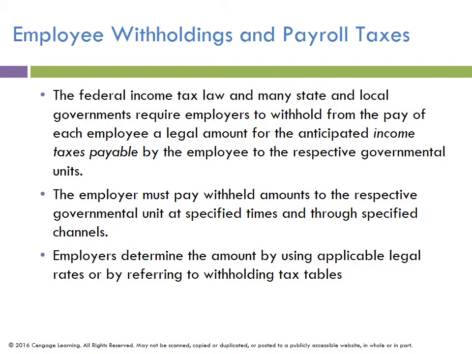So let's take a look at the different types of withholdings that may create a current liability. The first is federal income tax and state and local income tax. These governments require employers to withhold from the pay of each employee a legal amount for the anticipated income taxes the employee will owe to each part of the government, whether it be the federal government, state, or local. So employers are required to withhold an amount for taxes out of the employee's paycheck and send it directly to the government on the employee's behalf.